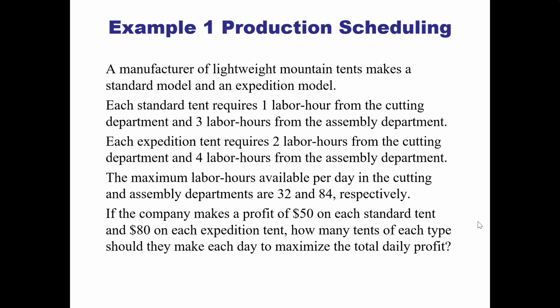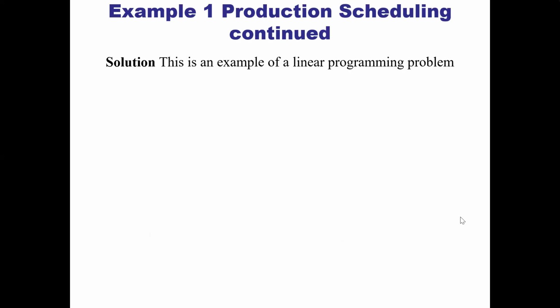Now, if the company makes a profit of $50 on each standard tent and $80 on each expedition tent, how many tents of each type should they make each day to maximize the total daily profit? Now, we're for sure assuming they sell all of the tents that they make. So what is the solution?